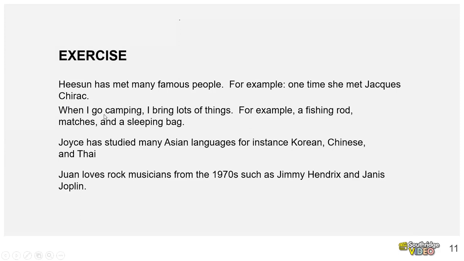Next, number two. When I go camping, I bring lots of things. For example, a fishing rod, matches, and a sleeping bag. Is it a good sentence or not? No, sir. What is wrong? Can you correct that? Because after "for example" is followed by a list, list items. So it should be within the sentence. So how do you write the punctuation here?